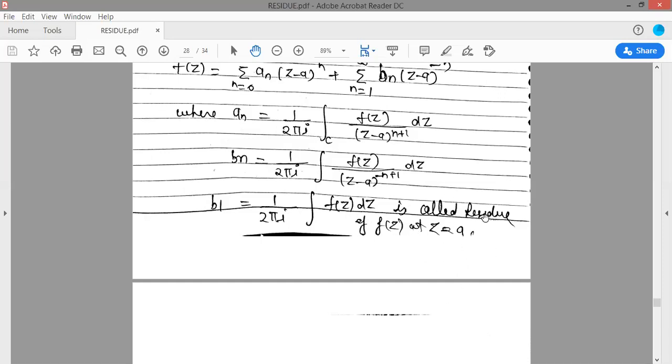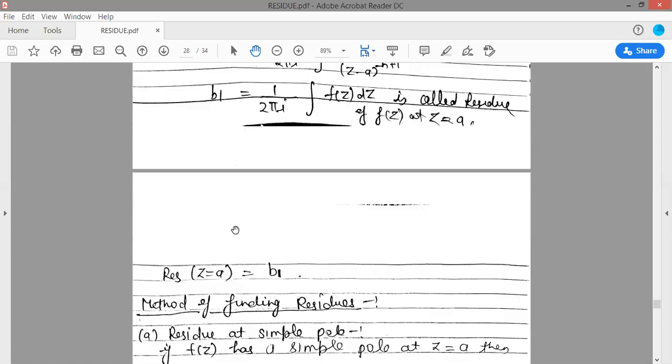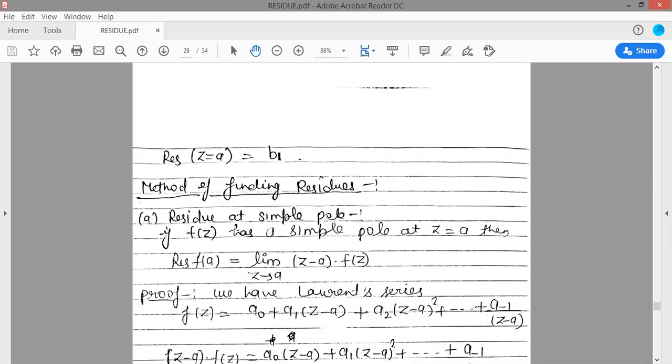And this is called simple pole residue. That means b1 can be your a minus 1 value. Because this negative power term coefficient a minus 1 and b1 are both the same. So just don't worry about where b1 came from. These are just notations. So b1 is equal to 1 upon 2 pi i, the integral of f(z) dz. This is the value of the residue at z is equal to a. So we can write residue at z is equal to a is equal to b1.